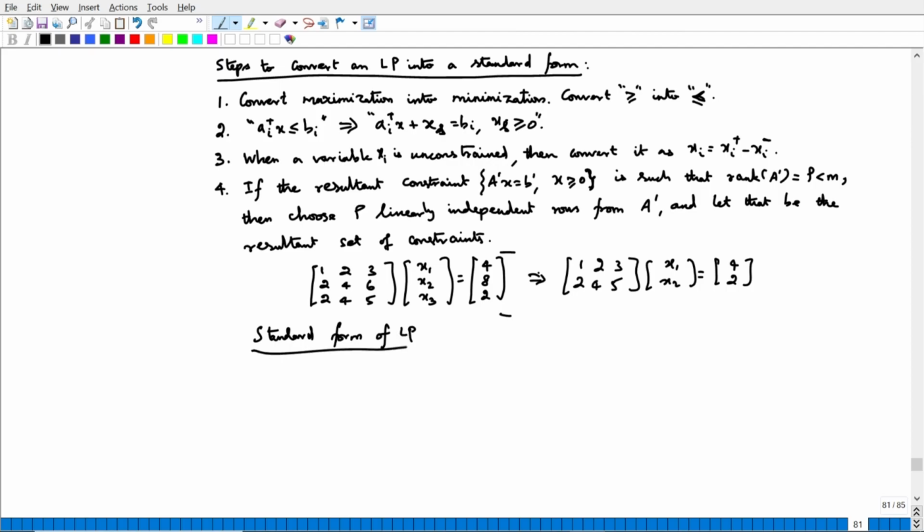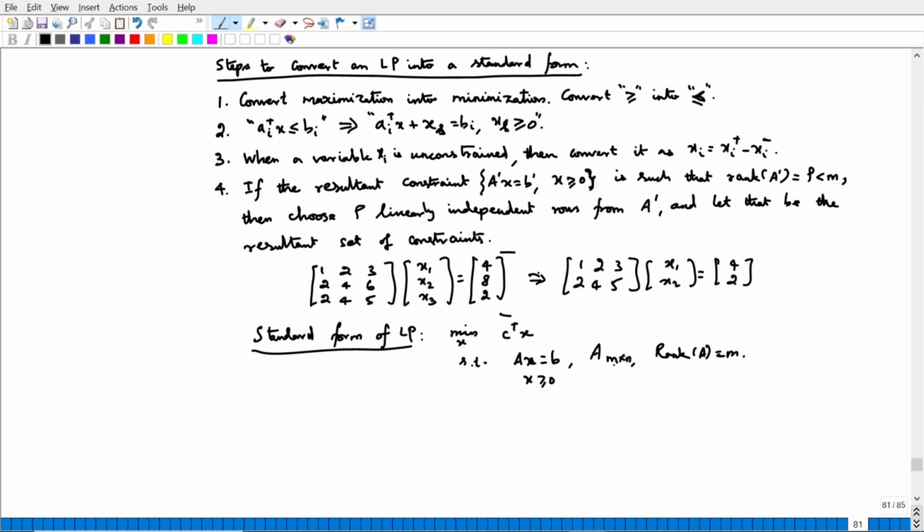Standard form of LP, which is min c transpose x subject to, I will write it as, Ax equal to b. A dash was written because I wanted to differentiate it from A and A bar. But otherwise you can use any notation, with A being an m cross n matrix and rank of A equal to m.